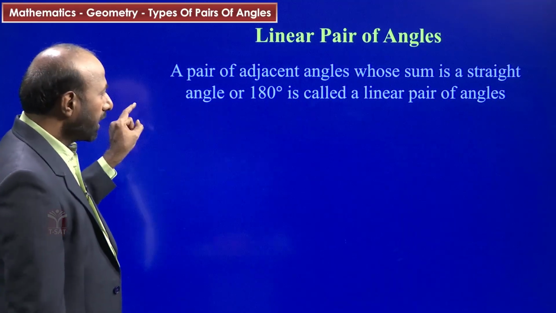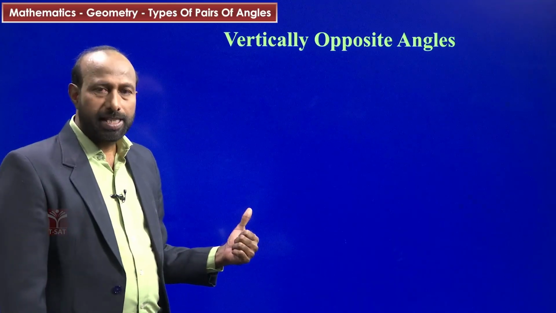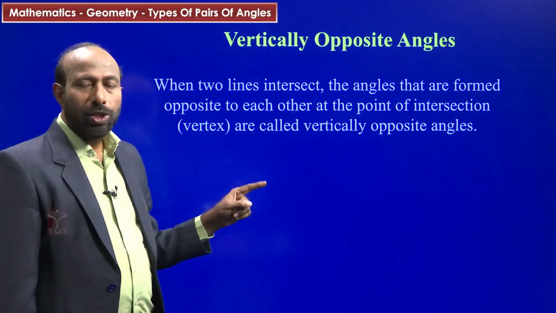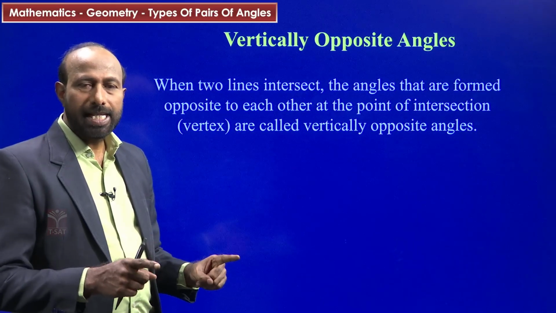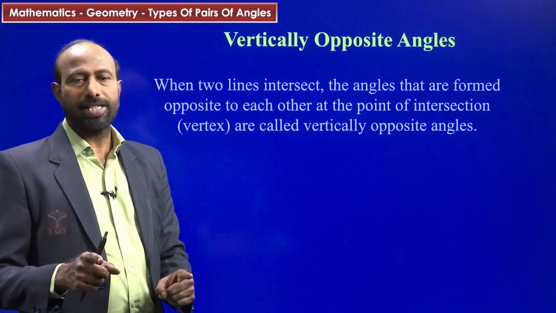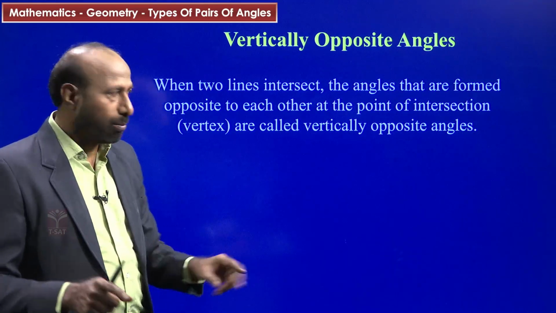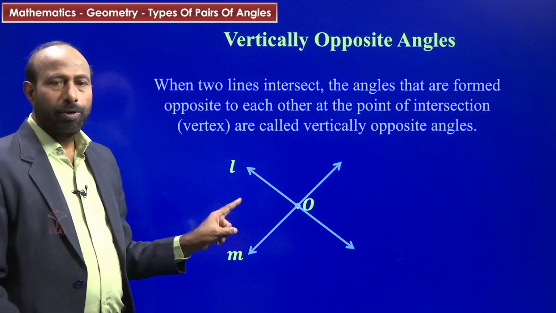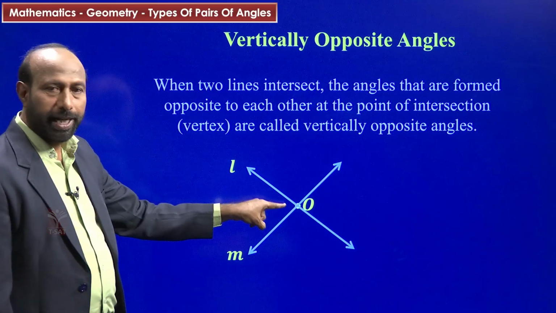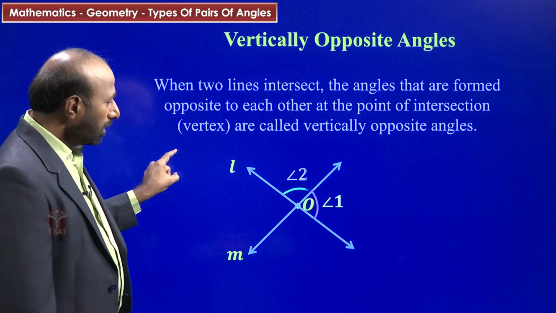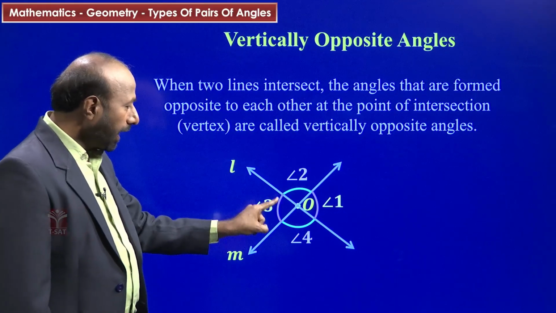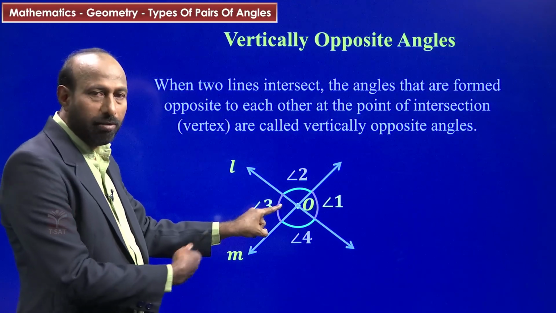Okay. So, next another type of pair of angles is vertically opposite angles. When two lines intersect, the angles that are formed opposite to each other at the point of intersection are called vertically opposite angles. Here we have a picture, and here L and M are intersecting at O. So, there are four angles formed. Now, the angles opposite to each other at the vertex are called vertically opposite angles.